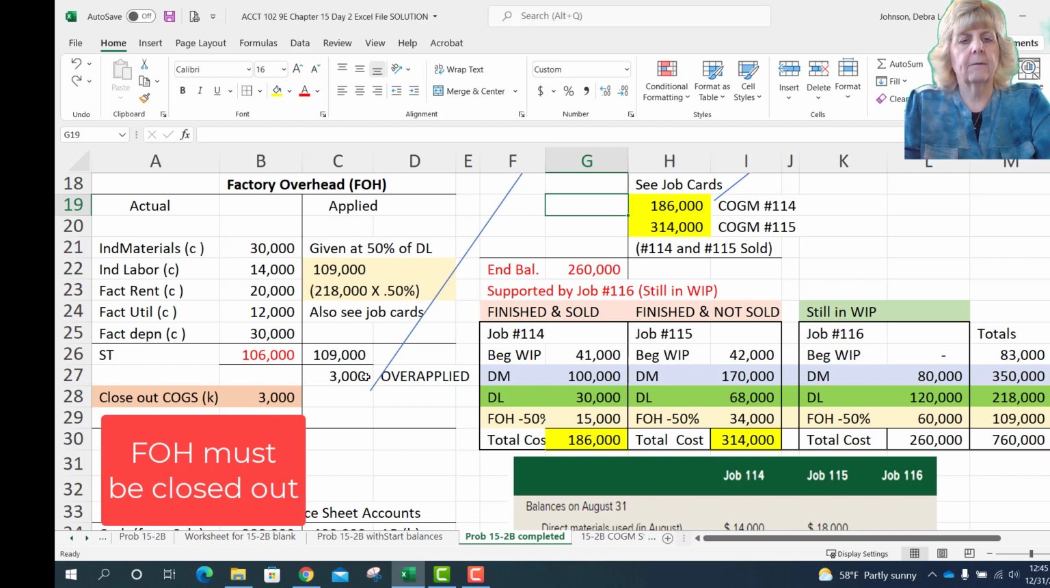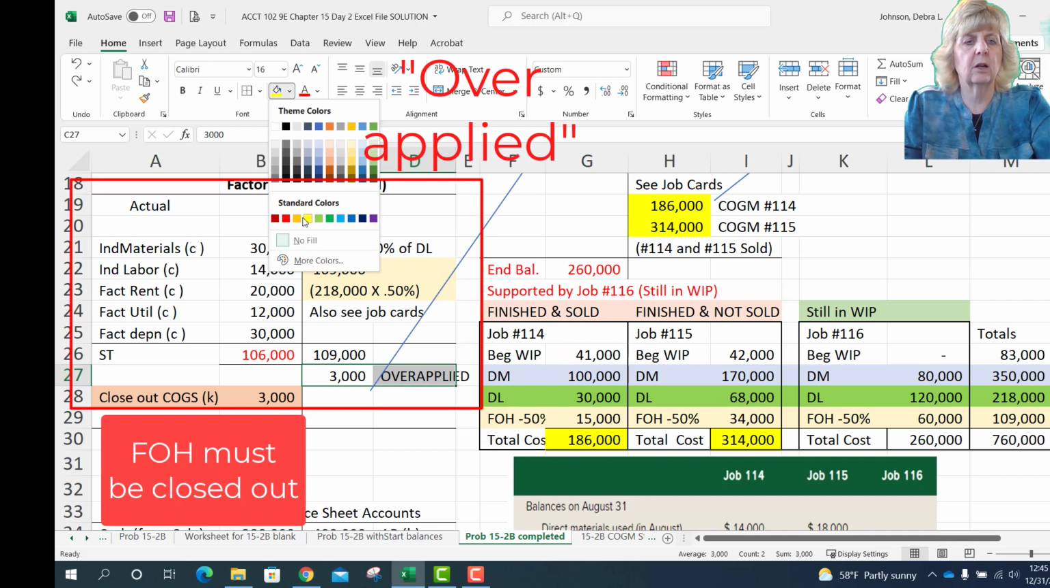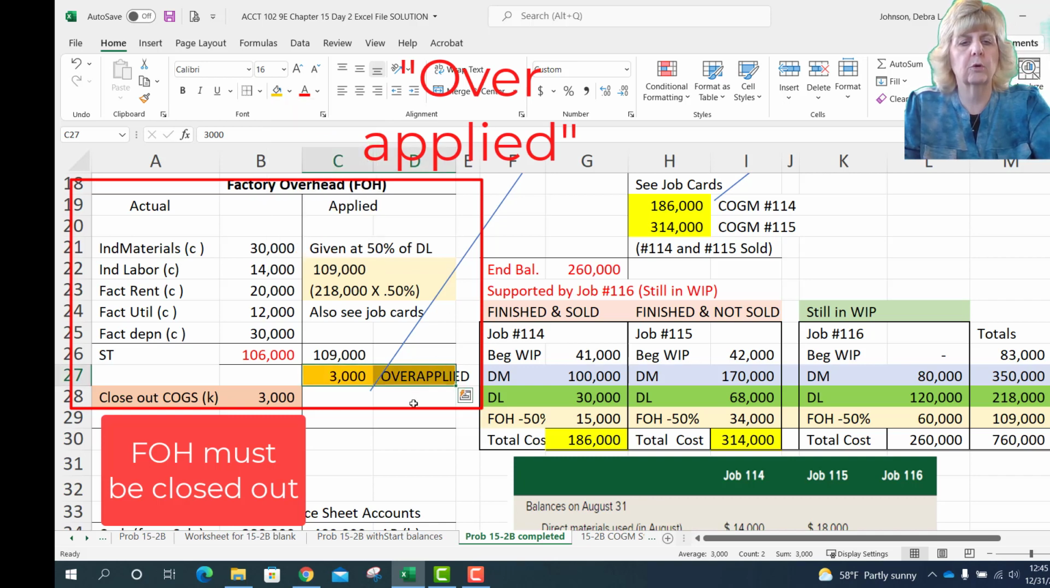So if we look at that factory overhead account, I subtotaled the amounts here. We had $106,000 in actual overhead, $109,000 in applied overhead. So when I foot that, I get a $3,000 credit balance. A credit balance, the term for that is overapplied, as you see on the screen. Let me put that in orange.